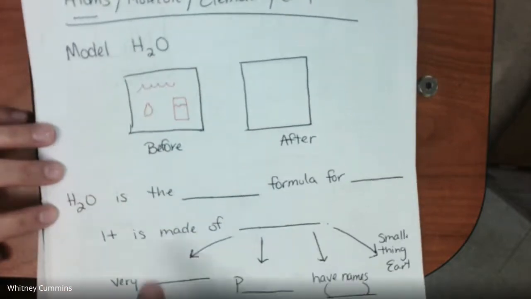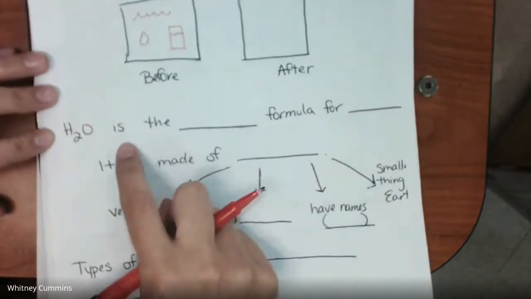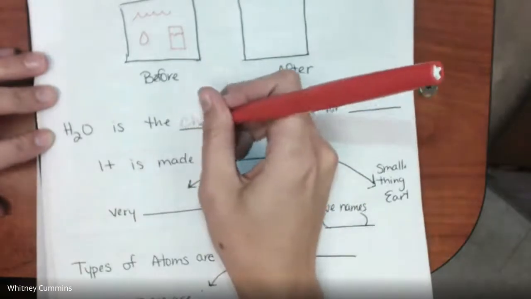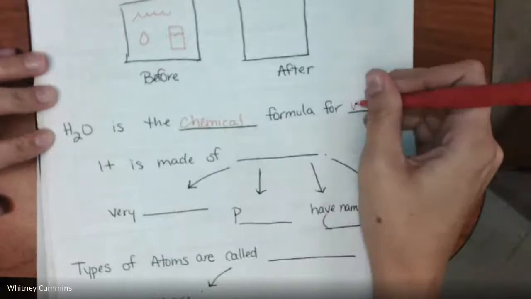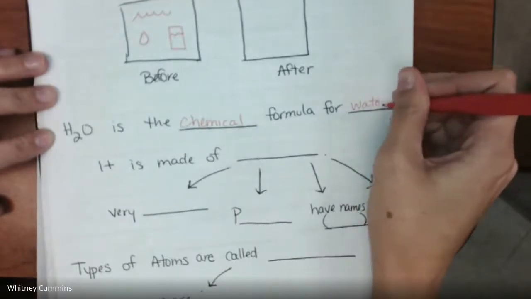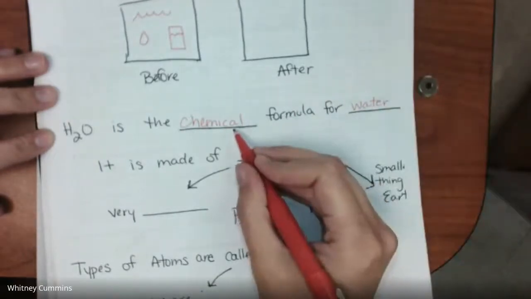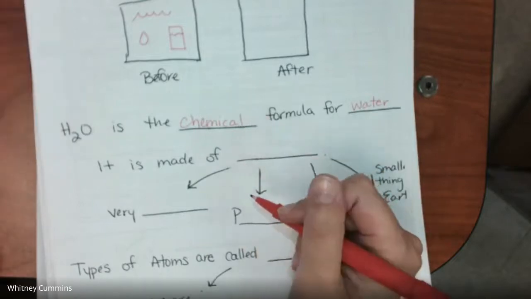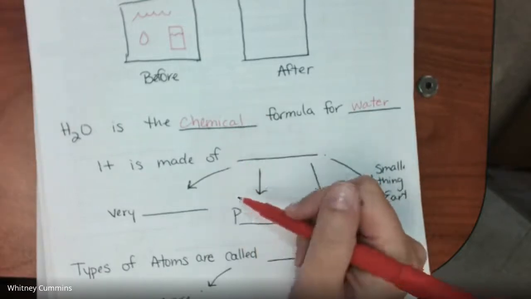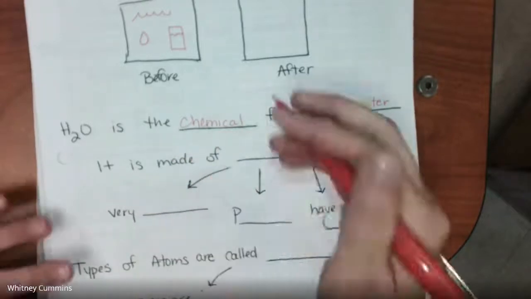All right, so H2O is just the chemical formula for water. We all know that it's water. We've heard it our entire lives, but it's this chemical formula. It's how we make water, okay? So the first thing we need to understand is that it's made up of atoms, okay?